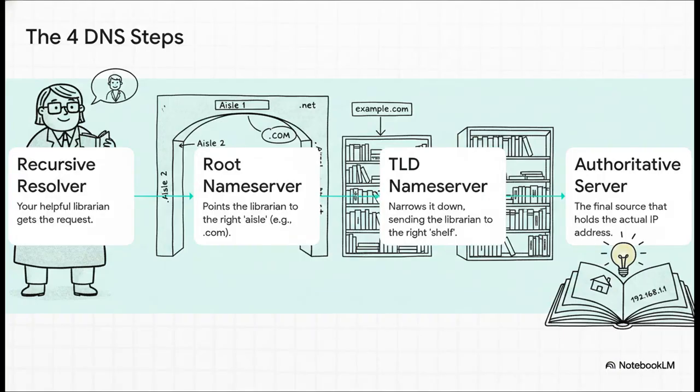So this journey happens in 4 lightning-fast steps, and the best way to think about it is like a librarian on a mission. Your browser's request first hits a librarian. That's the recursive resolver. Now, this librarian doesn't know where the answer is, so it first asks the main index, the root server, which points it to the right aisle, like the .com section. From there, another server narrows it down to the right shelf. And finally, our librarian finds the one server that holds the definitive answer, the IP address, and brings that information all the way back to your browser.